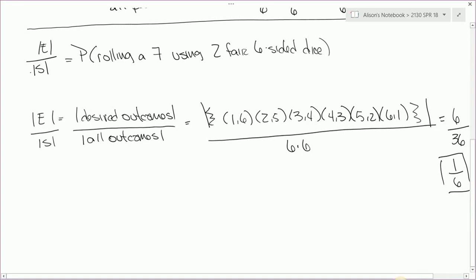Now for this ordered pair, the order in which the numbers appear matters. That's why I can roll a 1 and a 6, and a 6 and a 1. Those are 2 different rolls of the dice because I am using 2 separate dice. With a 1 and a 6, the 1 could come up first, but if I have a 6 and a 1, the 6 could come up first on the first die.